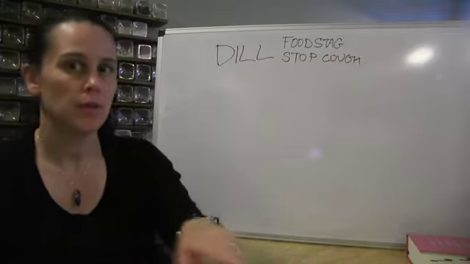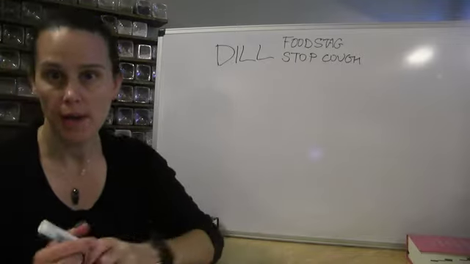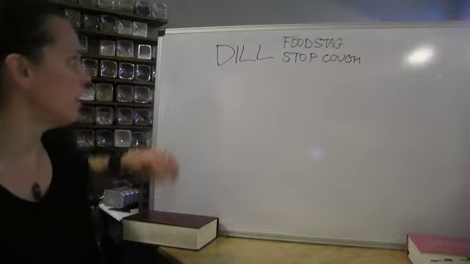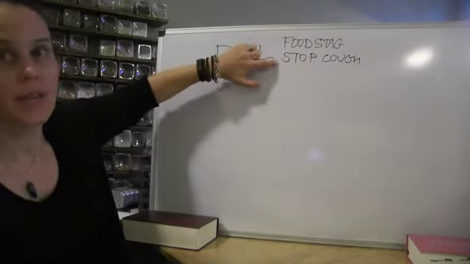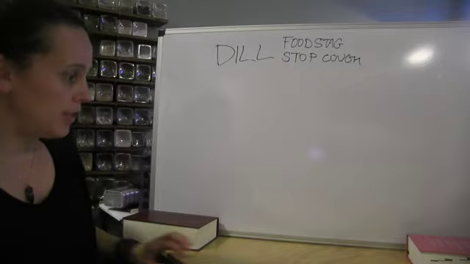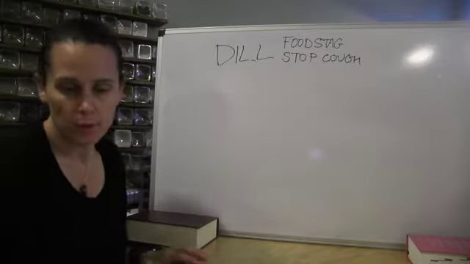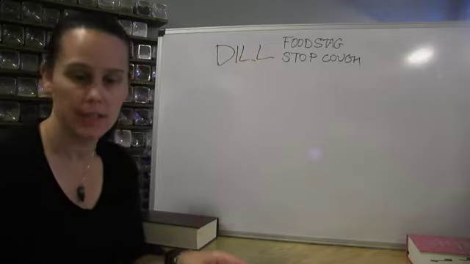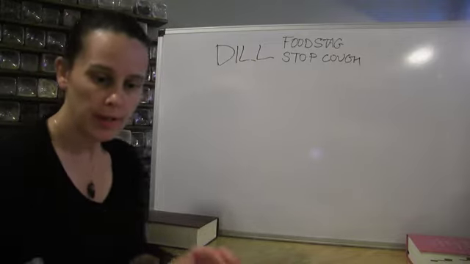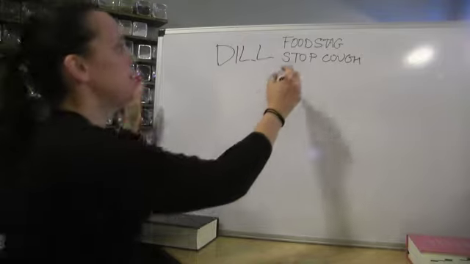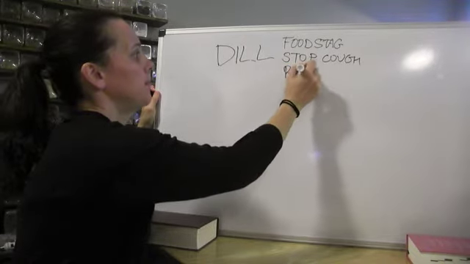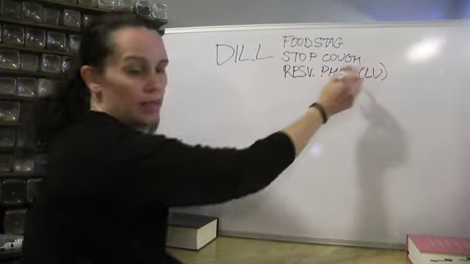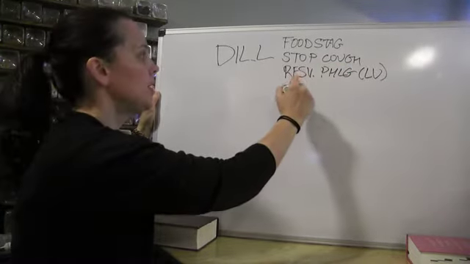The first oil that we're going to cover, though, is dill, which we haven't covered yet. So we're starting with the food stasis category, and dill is in the food stasis category and stop cough. And it's a great stop cough oil. We could have covered it in that section, but since we're going to be covering it in its entirety here, we will be talking about that. It also resolves phlegm in the lungs and regulates qi.